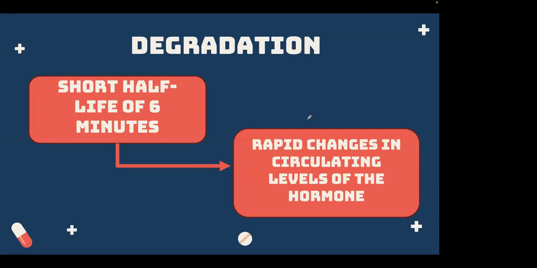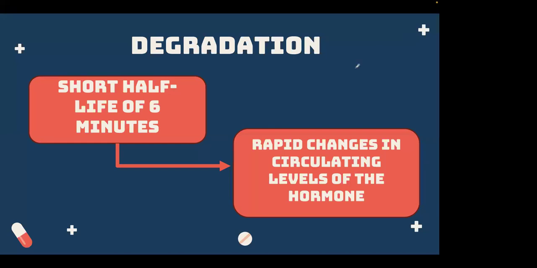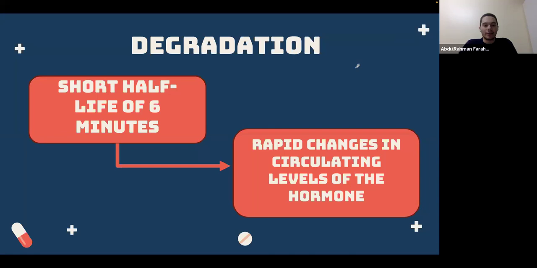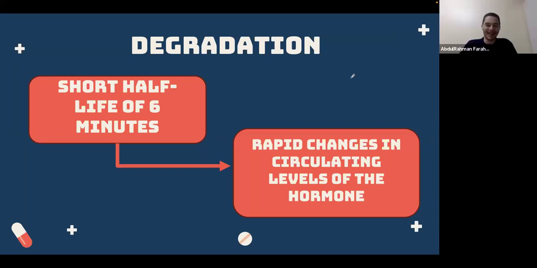The final thing we're going to talk about in this objective is the degradation of insulin. Insulin has a short half-life of 6 minutes, and this is important for us because insulin is very acute in its action, and it has a very rapid response when it comes to controlling the levels of blood glucose.